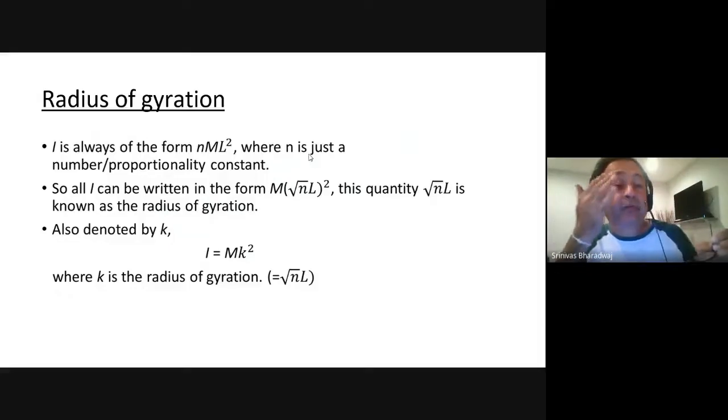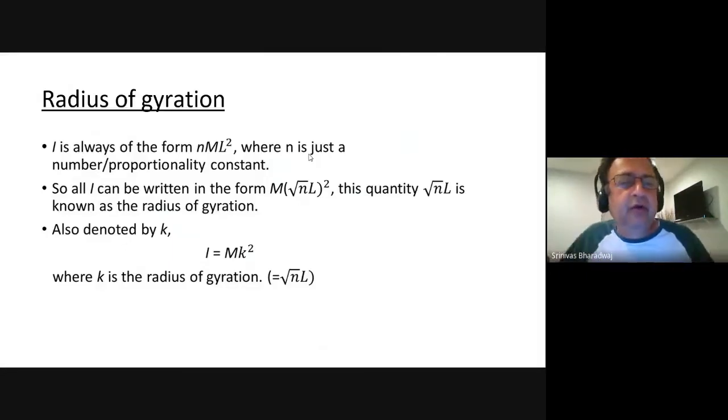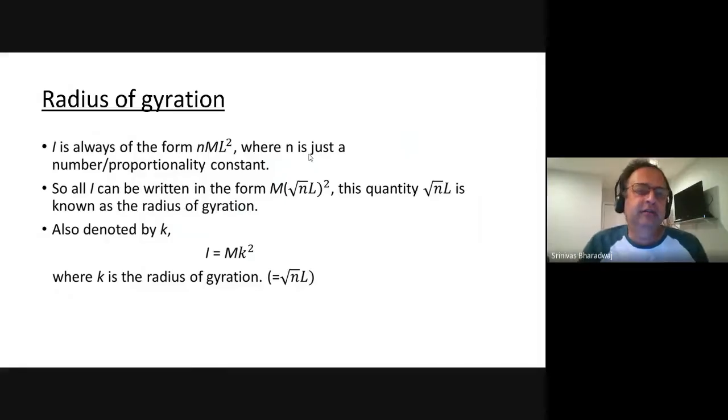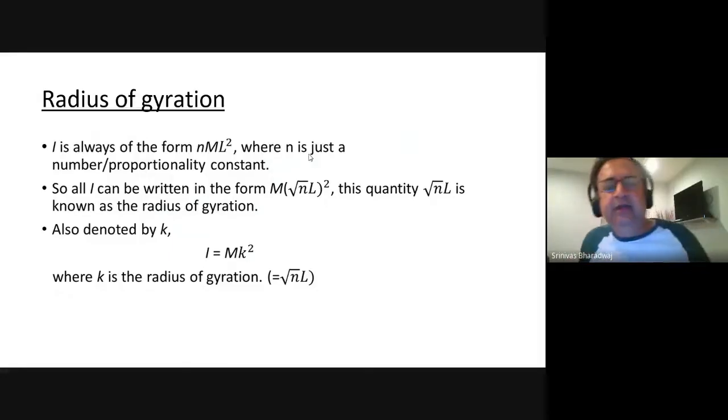So now it looks different, therefore it has a different moment of inertia, but you make it seem as though it is a constant times mr square. So you have this mk square. K is said to be the radius of gyration, the square root of n times L, where n is, what is n?